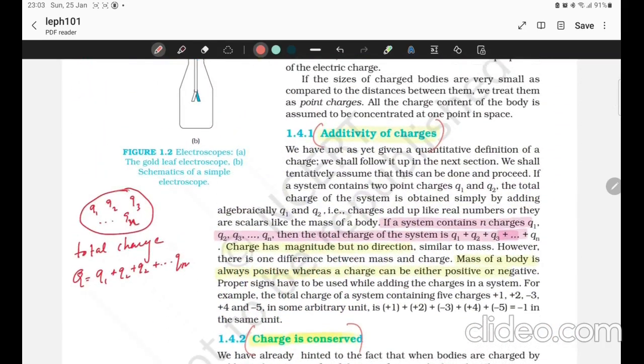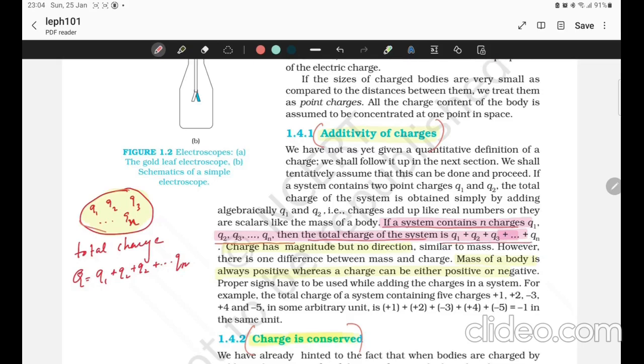Just consider a system. Let us consider this system, and it has many charges like q1, q2, q3, up to qn. The total charge of the system is the additive sum of all these individual charges. This is called additivity of charges. If a system contains n number of charges, the total charge of the system is just the addition of all the individual charges.